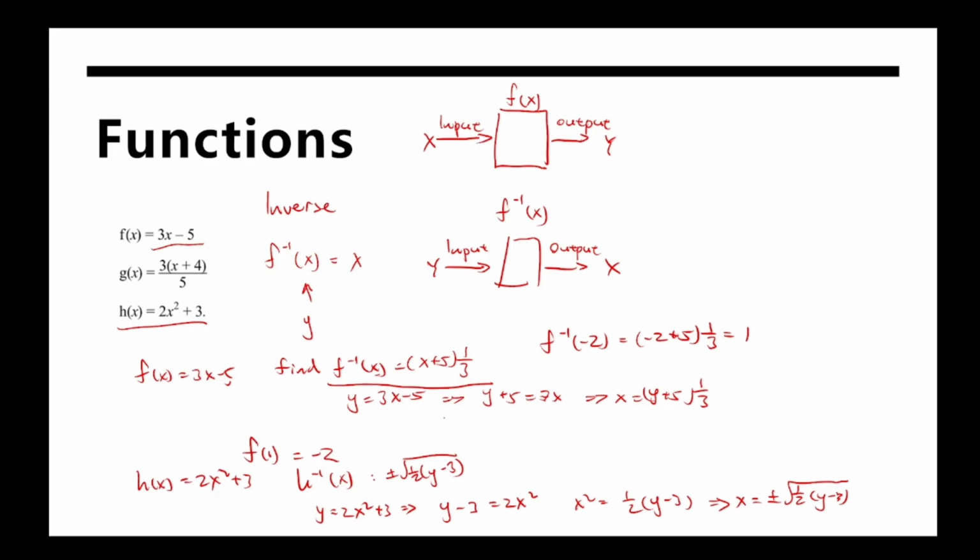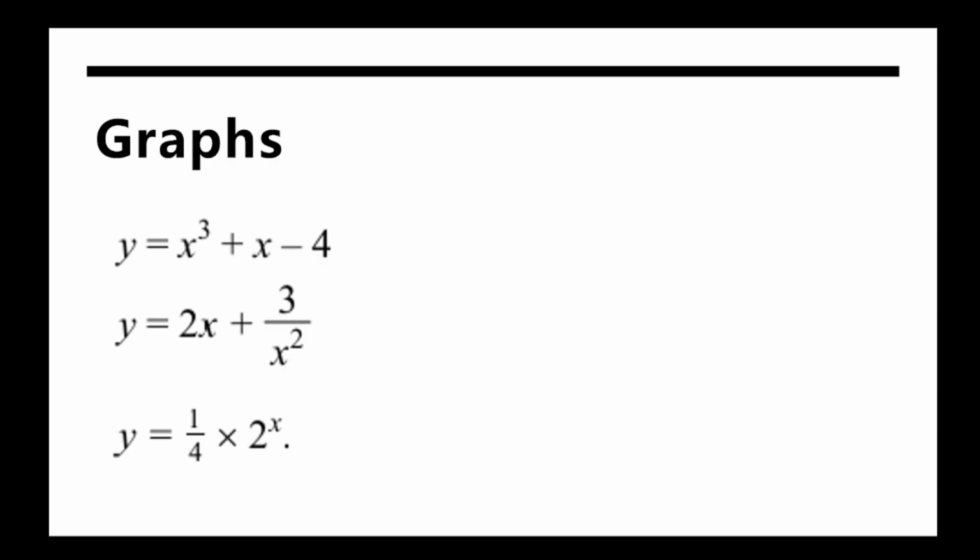Verify this by putting in the numbers. Let's say h(1). 1 squared times 2 plus 3 is 5. Now we put 5 in. Here should be x, sorry. 5 minus 3 is 2. 2 times half is 1. So we'll get 1. Moving on to graphs.